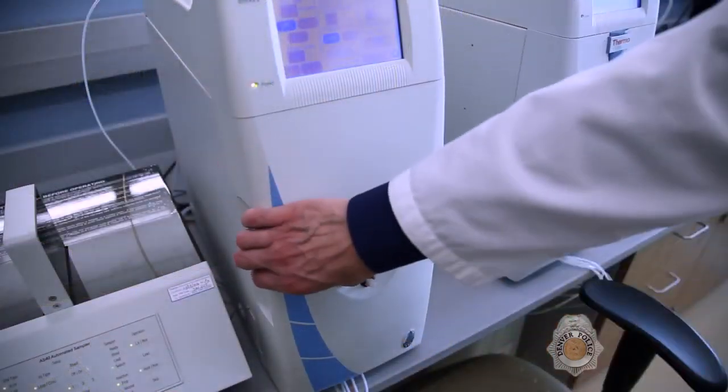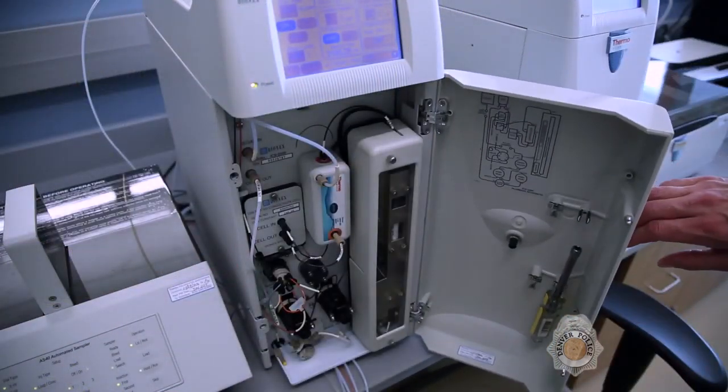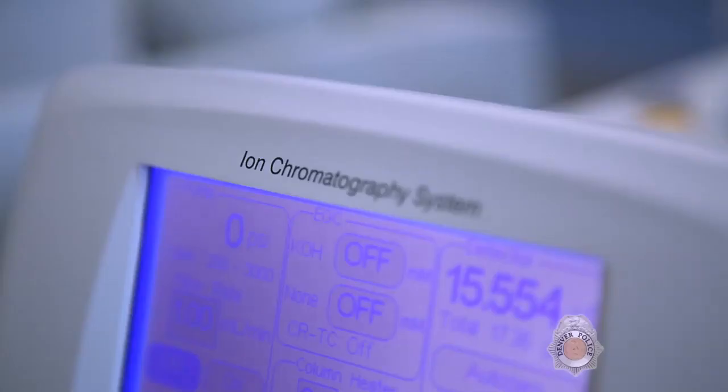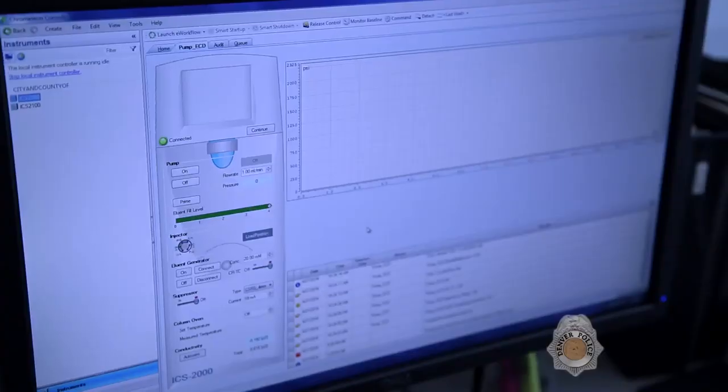The scientists in the Trace Evidence Unit also utilize modern chemical analysis instruments in their evaluations. An ion chromatograph, for example, is routinely used to identify chemical ions contained in debris from explosives investigations.